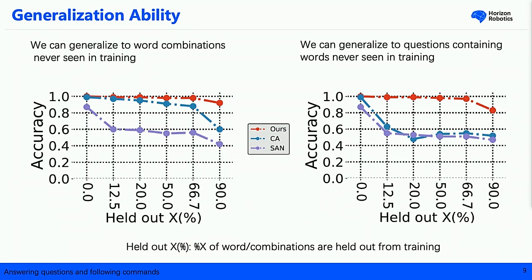And here is what we really care about, the generalization ability. On the left side, we test the generalization ability for the new word combinations, and we can see that our model outperforms the other models. In a different scenario where the word appears in a new context, all the other models actually perform very, very badly, and our model still can understand this word in a totally new context.